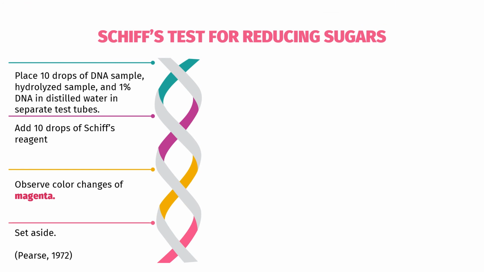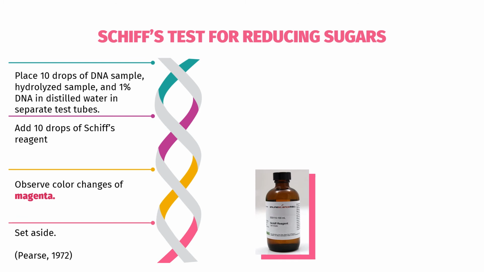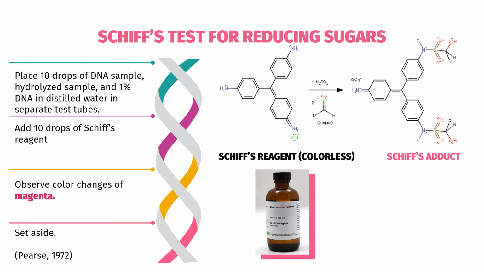The Schiff's reagent is shown on the figure on the right. Deoxyribose, which is commonly known in its ring form, spontaneously converts into the open chain form, which has an aldehyde group. This aldehyde group can reduce the Schiff's reagent, forming a magenta-colored complex called the Schiff's adduct.